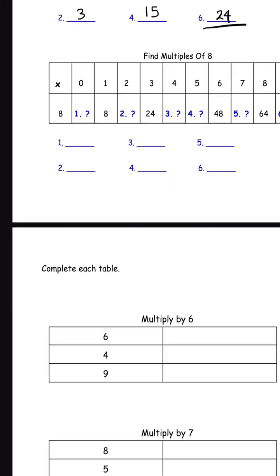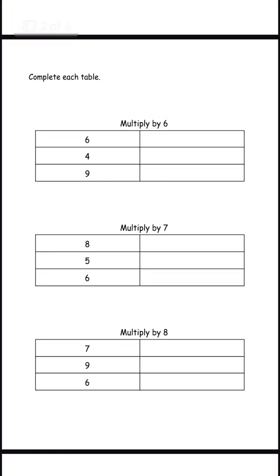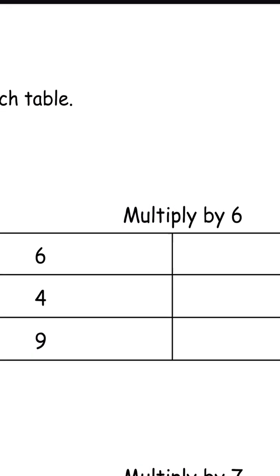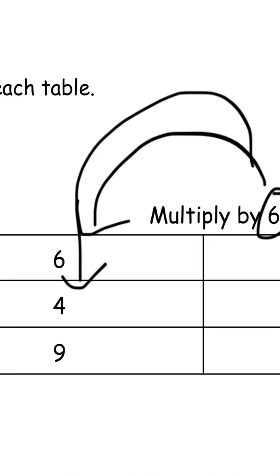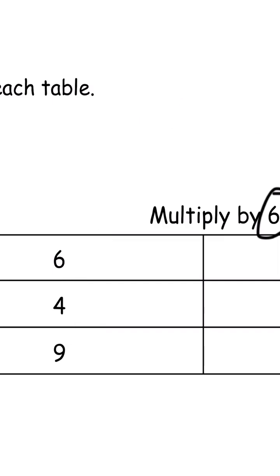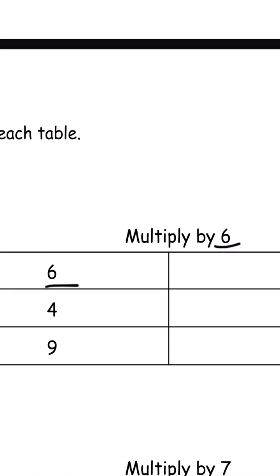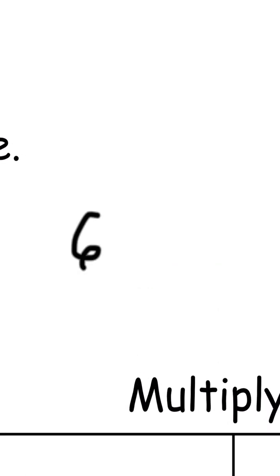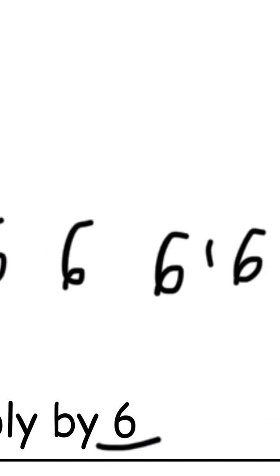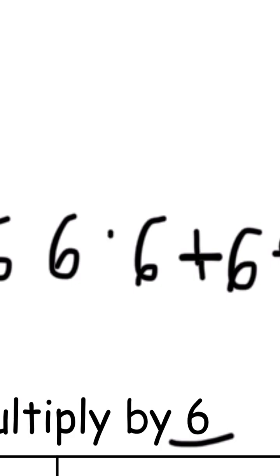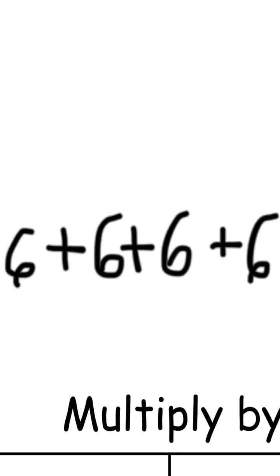Let's move on to the next page. For this page, we need to complete each table. We need to multiply by 6 for this chart, so we need to multiply 6 by these numbers: 6 times 6, 6 times 4, and 6 times 9. If you first look at it, it's 6 times 6, which means there are 6 of them: 1, 2, 3, 4, 5, 6. And then we need to add all of them, which means we add 6 six times.